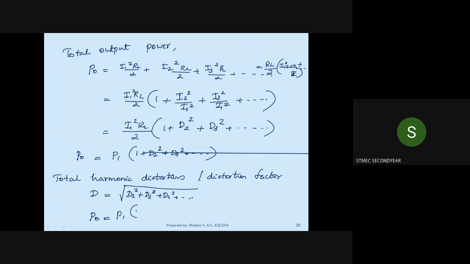Right? So 1 plus ഈ D2 square പ്ലസ് D3 square എങ്ങനെ എഴുതാം? D square എഴുതിക്കൂടെ? D square എന്ന് പറഞ്ഞാൽ എന്തായിരിക്കും? ഈ സ്ക്വയർ റൂട്ട് പോവും. ഓക്കെ, സോ ടോട്ടൽ ഔട്ട്പുട്ട് പവർ വിൽ ബി P1 into 1 plus D square. And total harmonic distortion D is equal to root of D2 square plus D3 square plus etc. up to, നിങ്ങൾക്ക് എത്ര ഹാർമോണിക് കമ്പോണന്റ്സ് ഉണ്ടോ അത്രയും ടേംസ് വരും.